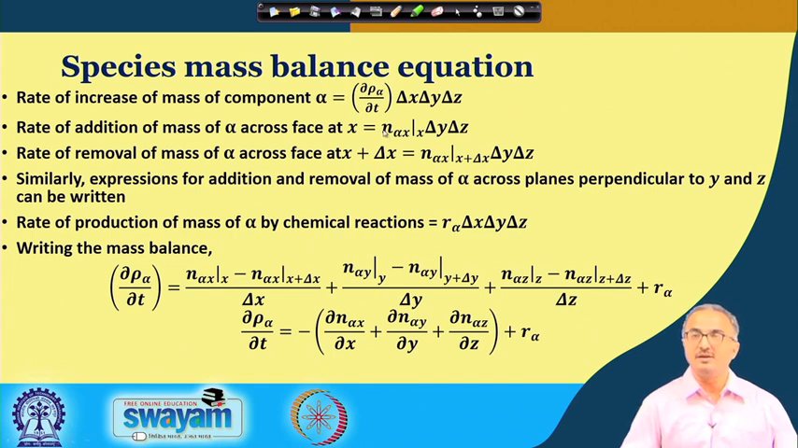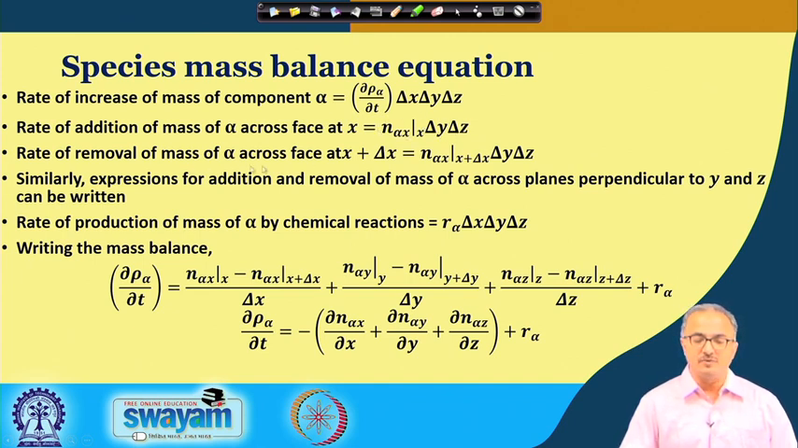So, writing all these expressions, now let us see what is the rate of increase of the species alpha within the control volume. Again, because the volume is constant, we are taking out the volume of the differential, and this is the density of the species. Now, addition of the mass across alpha is given by some kind of flux. So, this flux is given as n alpha x, that means flux of species alpha in the x direction at the x point, and this is multiplied by the area of cross section, so that we get the rate.